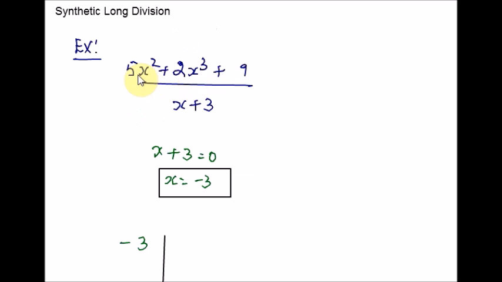Please look at the numerator. The terms are not arranged in descending order. 3 is the greatest exponent, so it should come first. So this could be written as 2x cube, x square and x. We don't have any x term, so I'm just writing 0x, and 9 is the constant.